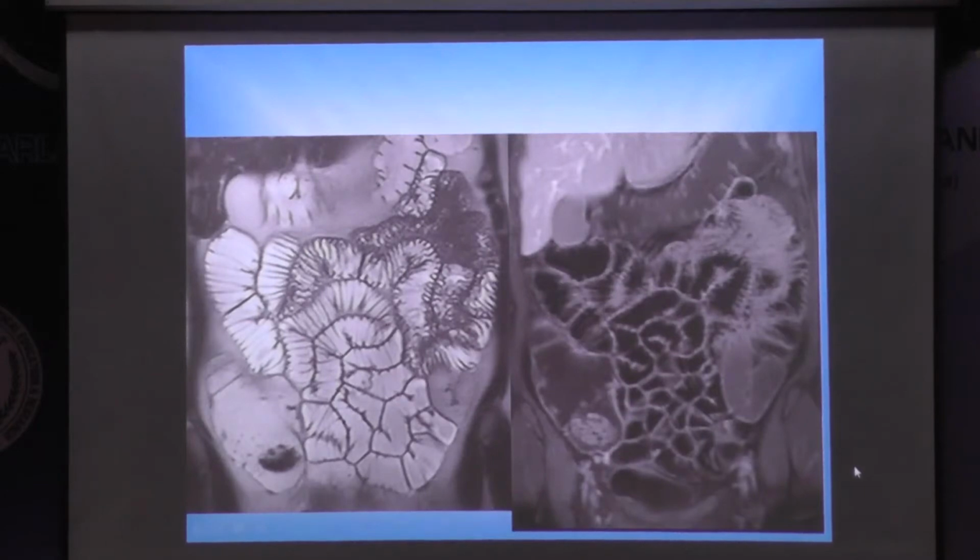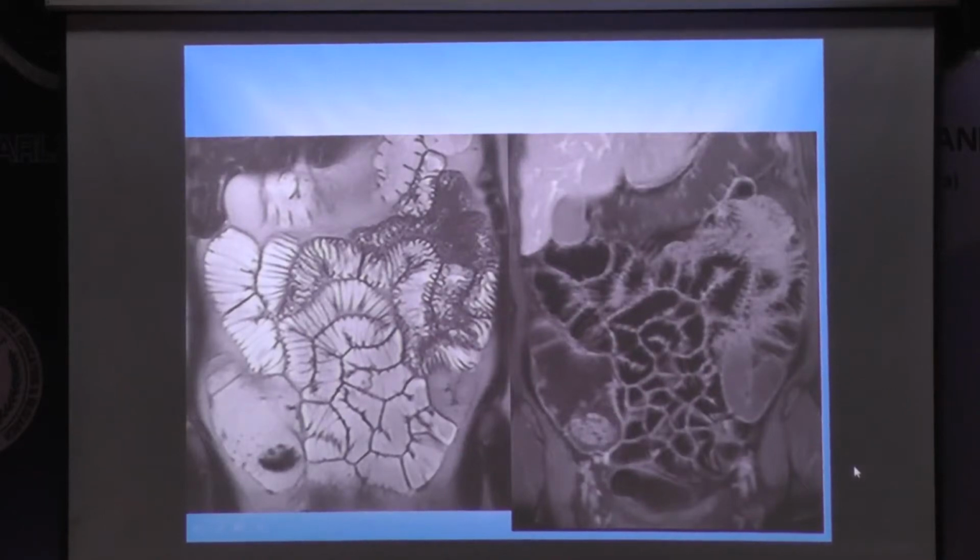What does MR have in hollow visceral issues? The same detail MR also can give. It gives exquisite detail about the wall. This is the T2 weighted image. This is the T1 contrast image, where you can see wall enhancement very nicely.